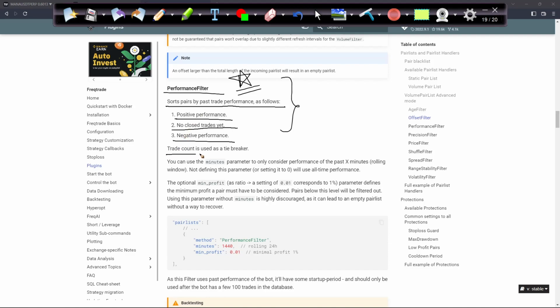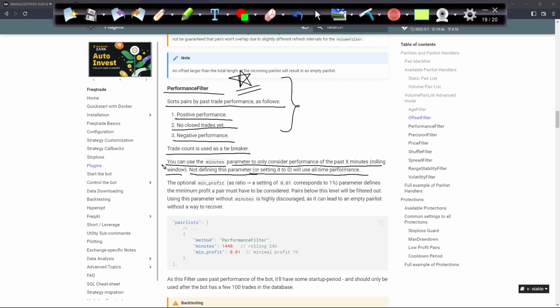Now the trade count is used as a tiebreaker. You can use the minutes parameter to only consider performance of the past X minutes rolling window. Not defining this parameter or setting it to 0 will use all time performance.